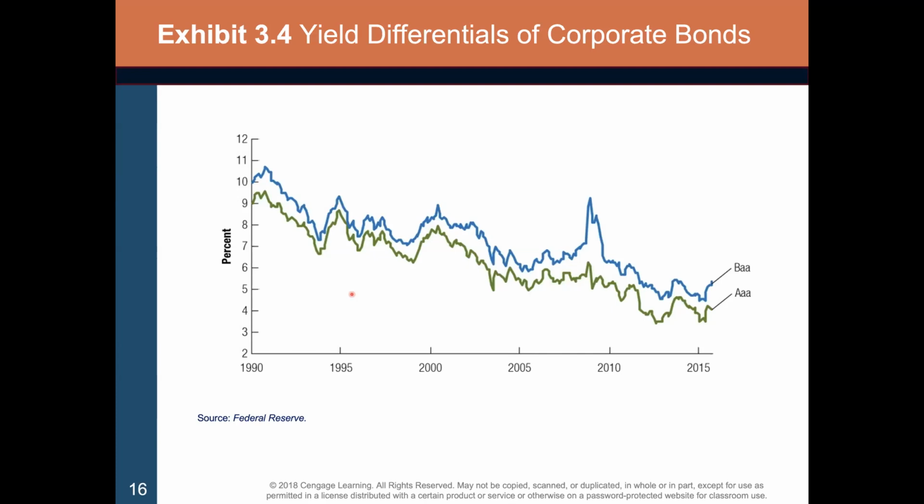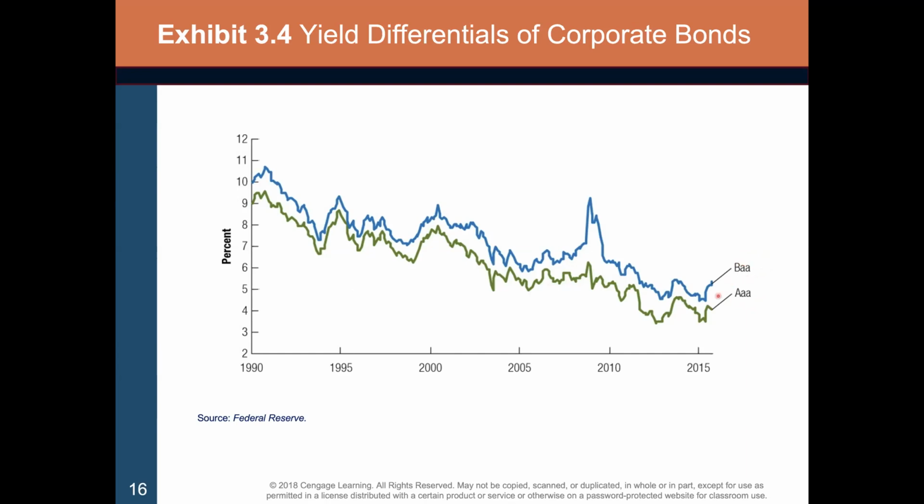This shows yield differentials of corporate bonds. And so you can see we've got the green line and the blue line, and they move in the same direction as the previous slide mentioned. But you can see the green line is the AAA company, and the blue line is the BBB or BAA if we're looking at Moody's.